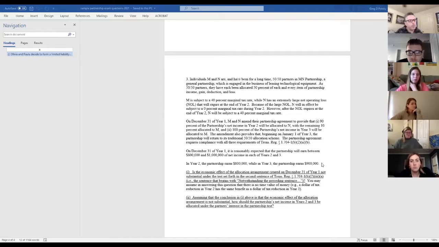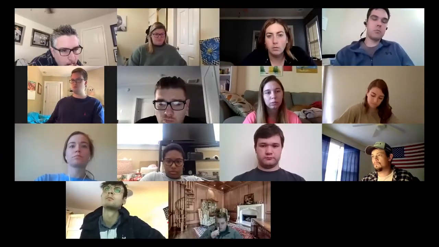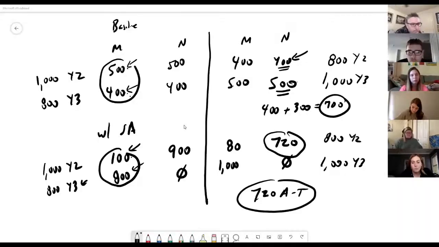Then we get year 2. What actually happens is year 2 is 800 and 900. So that's what actually happens. It's within our range of expectation. And now we have to reallocate under partners' interest in the partnership. And that same reg example, 1.704-1(b)(5), example 5, one little i does the analysis to say it's insubstantial, and then 2 little i explains how you reallocate when you have substantiality failure. So we're just going to apply that same approach.